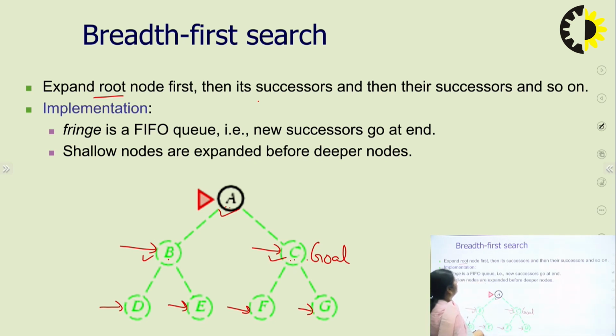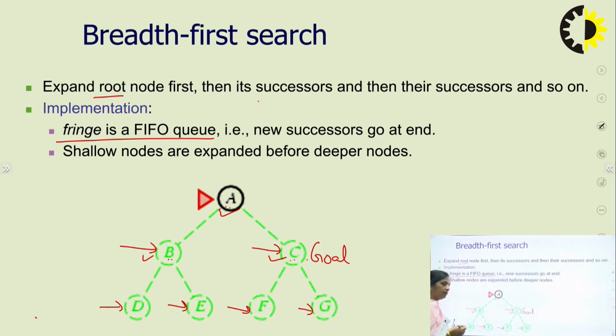So how is it implemented? Using a first in first out queue. So the queue data structure is used to implement breadth first search. The shallow nodes are expanded before the deeper nodes. When we are starting with root A, the shallow nodes are B and C and the deeper nodes are D, E, F, G. Firstly the shallower nodes will be explored, expanded, processed, and then the deeper nodes. So in this way breadth first search is done.